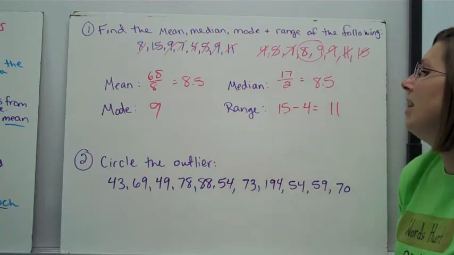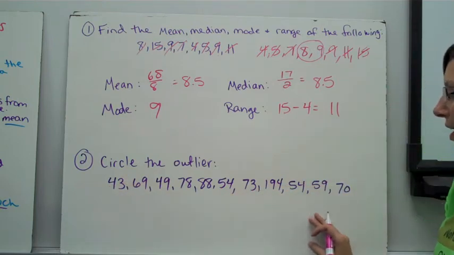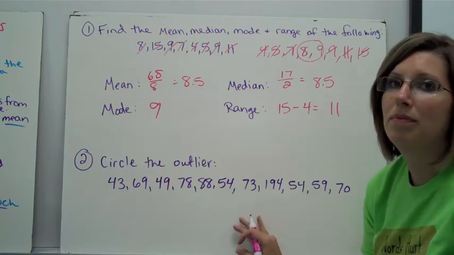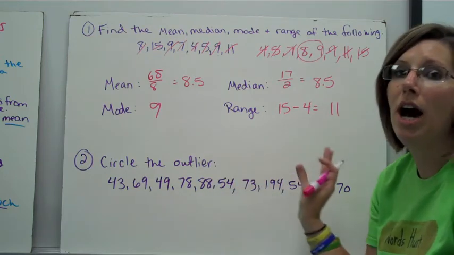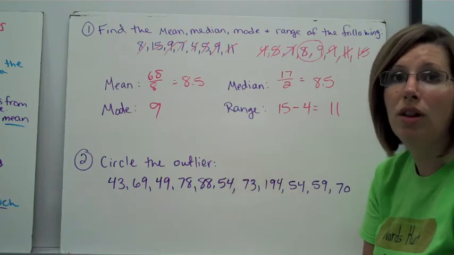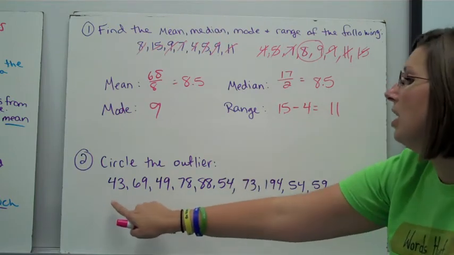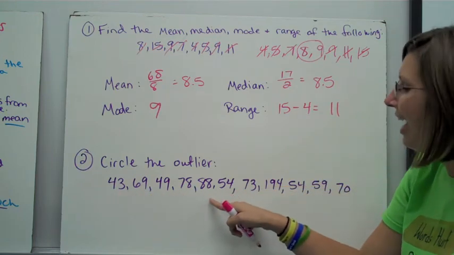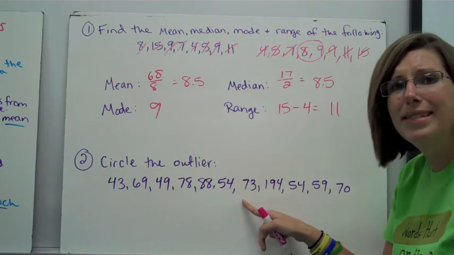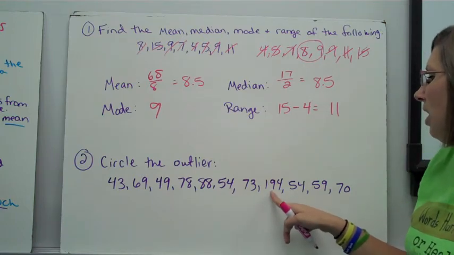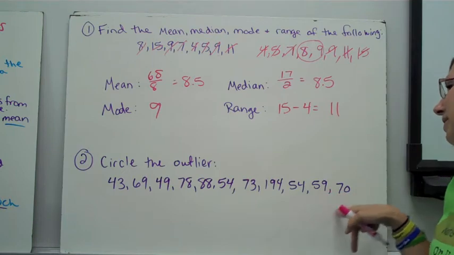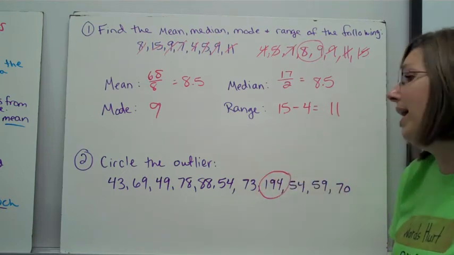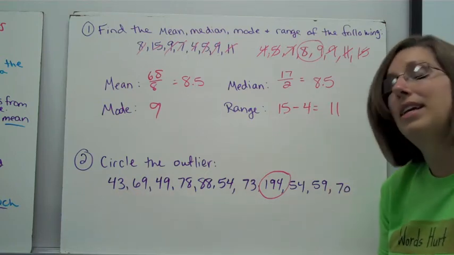All right. Number 2, circle the outlier. So remember, the outlier was the piece of data that was much, much higher or much, much lower than all of the rest of the pieces of data. So I have 43, 69, 49, 78, 88, 54. They're all kind of in the same area so far. 73, 194, 54, 59, and 70. So that right there is my outlier. It's way higher than the rest of the pieces in the data set.